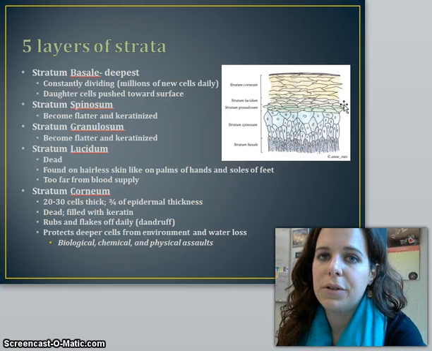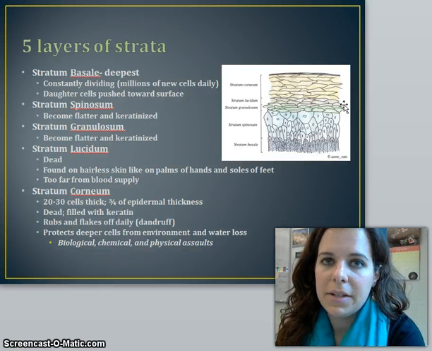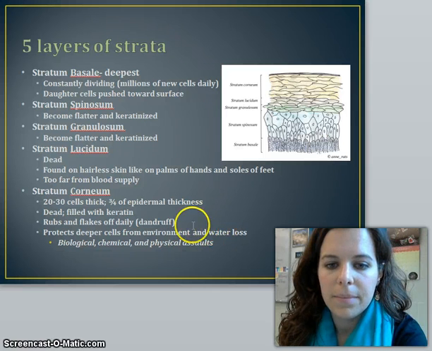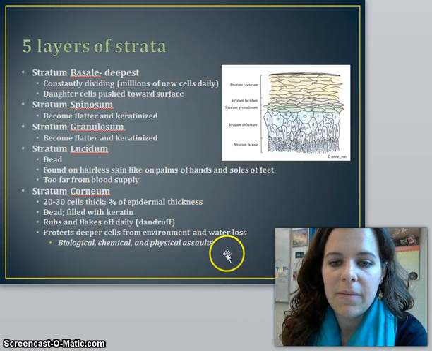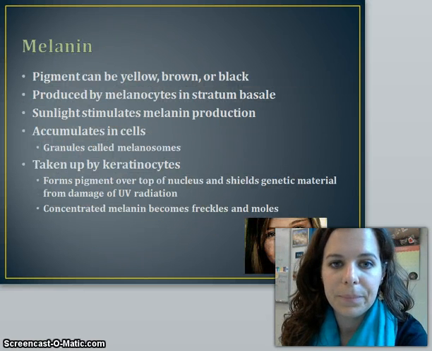They are also dead. They're too far away from the vascular supply, the blood supply, and they're filled with keratin. They are hard, keratinized cells. And this protects deeper cells from the environment and from water loss. Same kind of assaults we were talking about before.